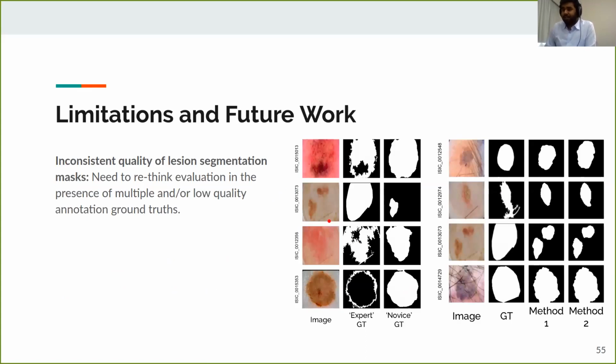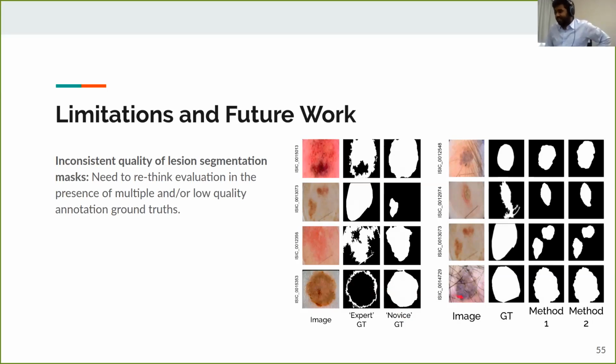We would also like to point out the inconsistent quality of skin lesion segmentation masks, especially in the ISIC datasets, which come from the ISIC archive. The ISIC archive for some images has multiple annotations for the same skin lesion. For example, for these 4, we see that there are 2 sets of annotations denoted by expert and novice. And as we show here, the expert is not necessarily always better than the novice, and this ends up penalizing our models, because in the challenge datasets, whenever there is more than one, they always include the expert annotations.